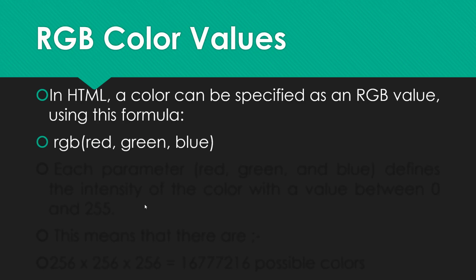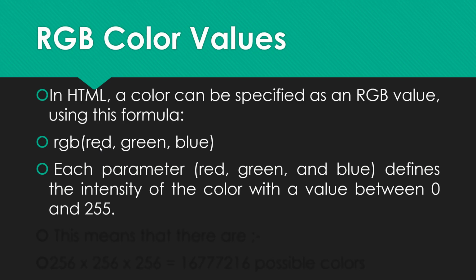We simply write RGB and then we specify the weight of red, and then the green and the blue. Each parameter, red, green and blue, defines the intensity of the color with a value between 0 and 255. So each of these attributes should be between 0 and 255, and the intensity will vary from 0 up to the highest, which is 255.